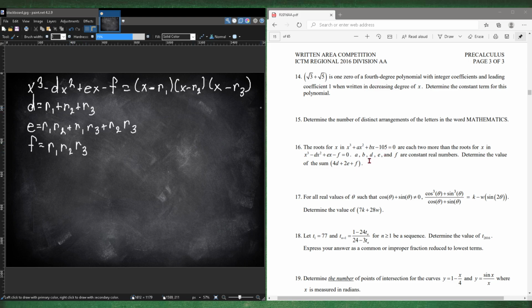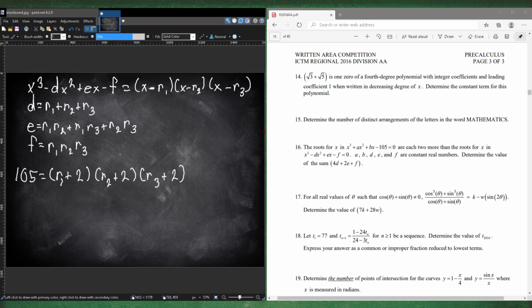From number 16, we could do the same thing for the equation x cubed plus ax squared plus bx minus 105. A and b are variables, so they're not going to give us anything, but the 105 is the one that matters, because 105 is the product of the three roots. And we know that those three roots are 2 more than the roots of the other equation. So that means 105 is equal to r1 plus 2, r2 plus 2, and r3 plus 2.